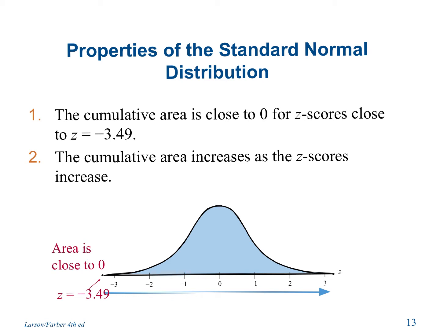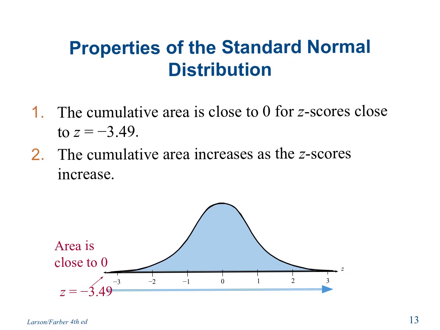Make sure that you have your z-chart available with you so that you can look up z-scores in your table to find the cumulative area or probabilities. The cumulative area is close to 0 for z-scores close to negative 3.49.